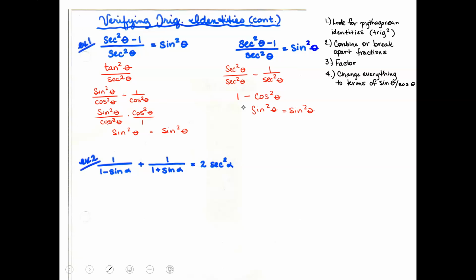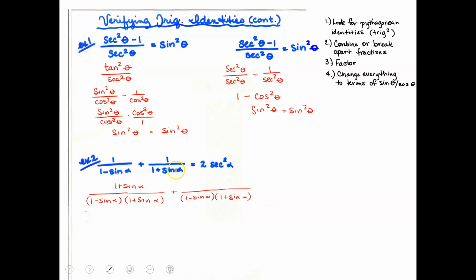All right, let's look at another one. So for this next one, do you have any trig functions squared? No. Step number 2, could you combine or break apart fractions? Well, yeah, I do have fractions I could combine with a common denominator. So the common denominator for 1 minus sine and 1 plus sine is 1 minus sine and 1 plus sine. So to get from here to here, we had to multiply the denominator by 1 plus sine. What you do to the bottom, you have to do to the top.